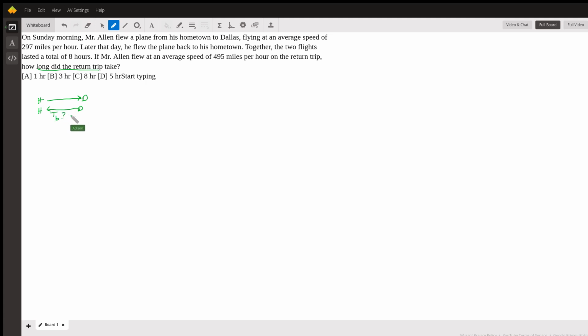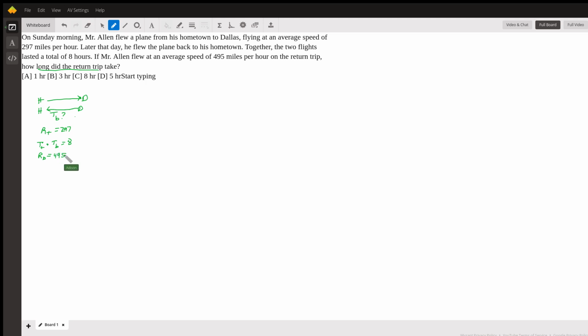So now that we know what the question is asking us, now I would like to write out the information that the question gives us. The question says that Mr. Allen's rate to Dallas was 297 miles per hour. So let's write that out. His rate to Dallas was 297 miles per hour. And then it tells us that the time to Dallas plus the time back from Dallas was 8 hours. Finally, it tells us that the rate back home is 495 miles per hour.